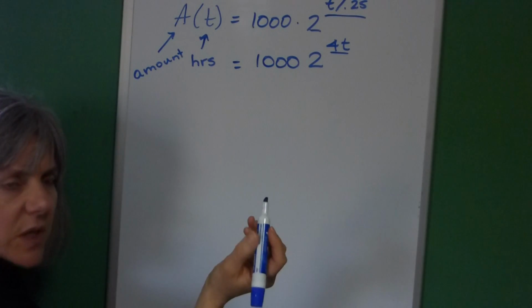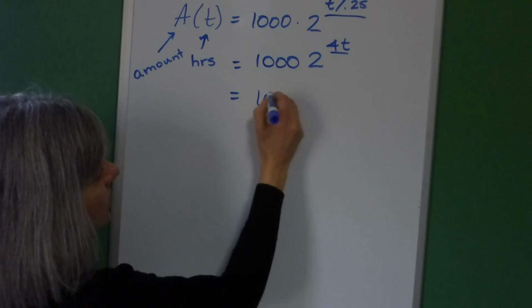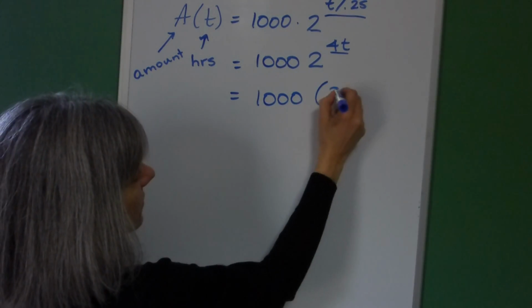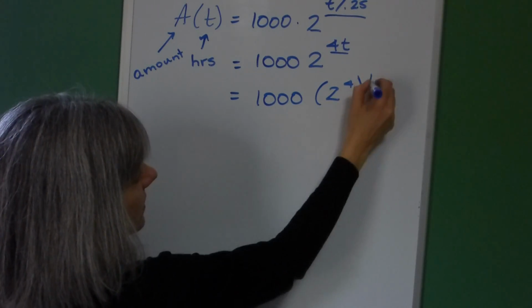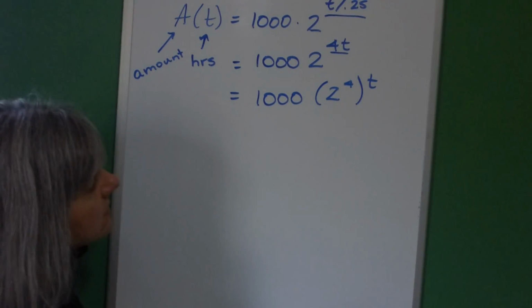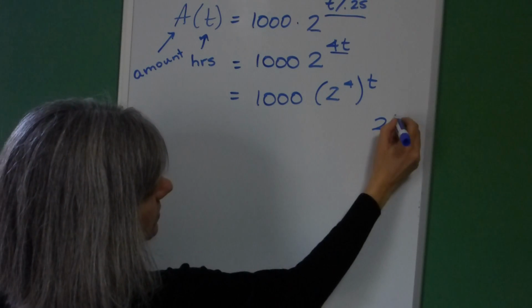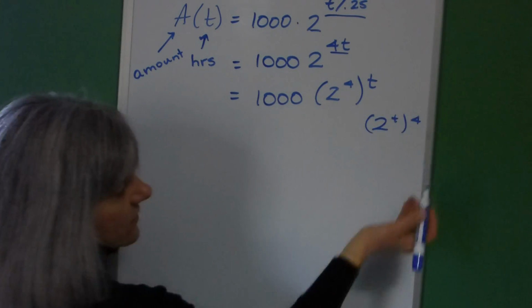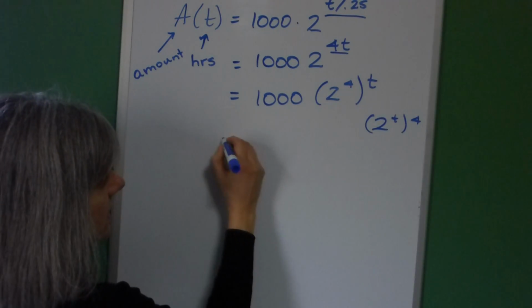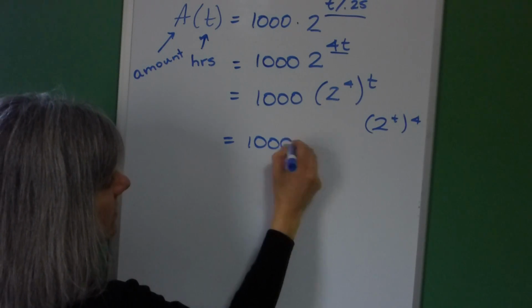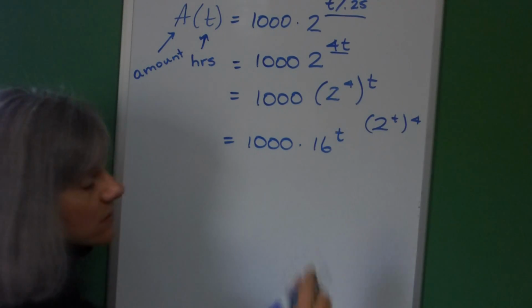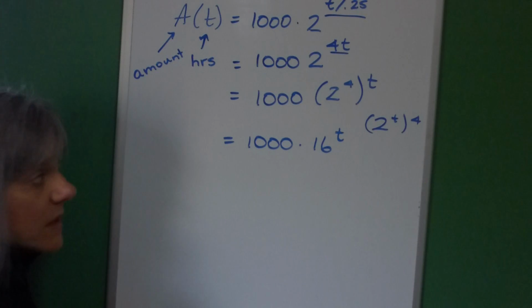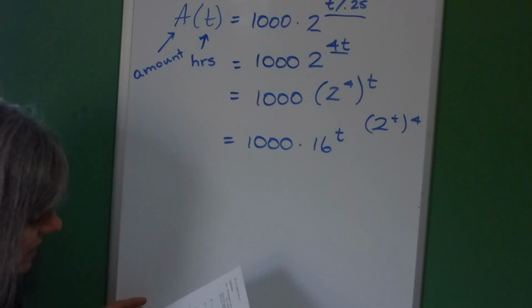And now remember some laws of exponents. I can write this 1,000, and I can write that 2 to the 4th to the t. Or I could similarly write it 2 to the t to the 4th, but that's not very helpful here. So 2 to the 4th, that's 16. So 1,000 times 16 to the t. Wow, that's a big base.